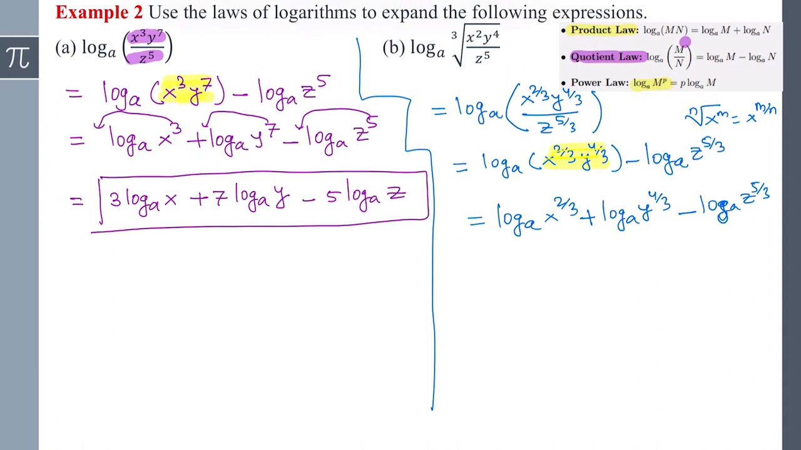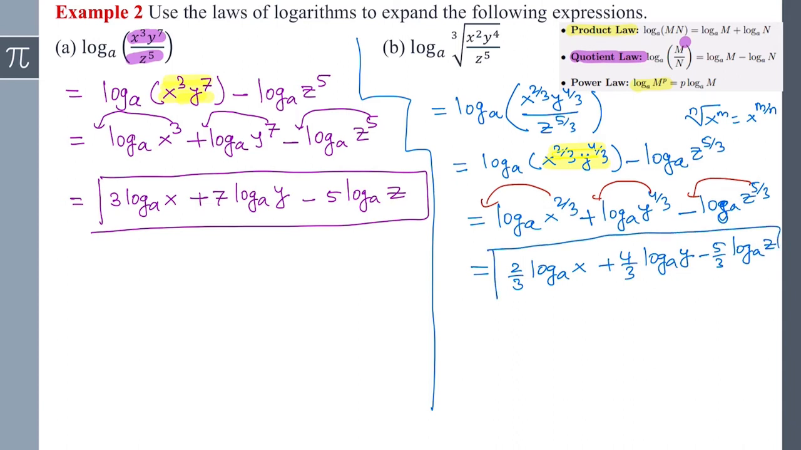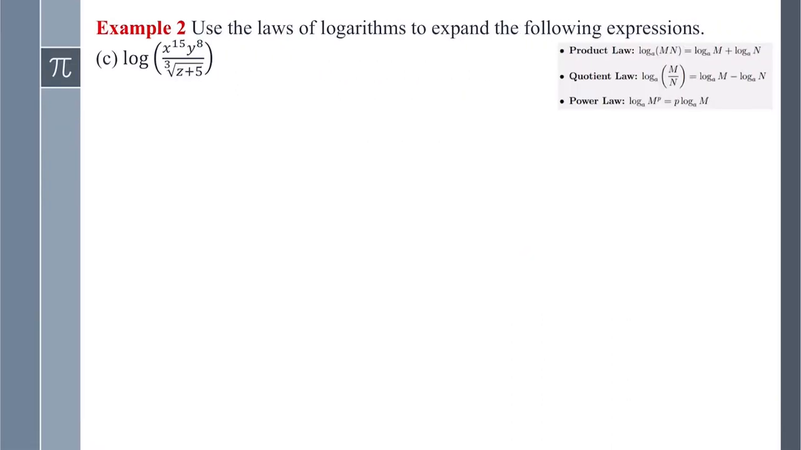Now we are going to use the power law. That means we are going to bring those exponents to the front. So this equals 2/3 log base a of x plus 4/3 log base a of y minus 5/3 log base a of z. And that is the final expression that we have. Let's look at one more example for the expansion.